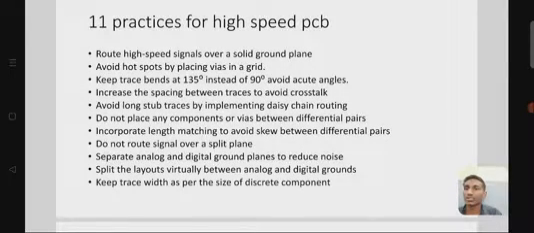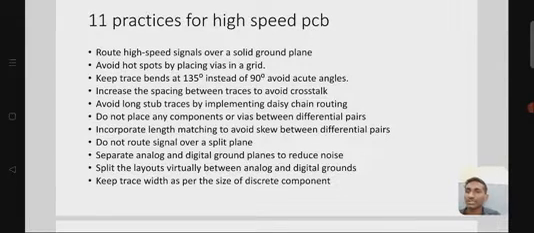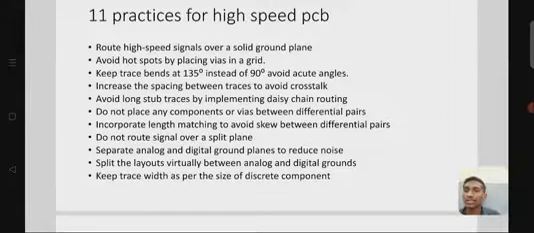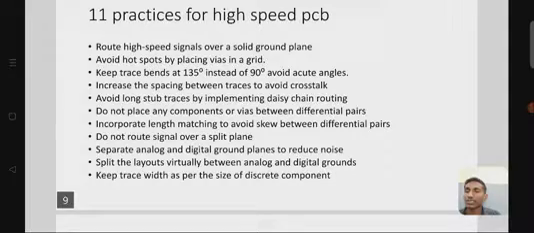Here you can see the 11 practices for high speed PCB: route high speed signals over a solid ground plane, avoid odd spots by placing wires in a grid, keep trace bends at 135 degrees instead of 90, avoid acute angles, increase the spacing between traces to avoid crosstalk, avoid long stub traces by implementing daisy chain routing. Do not place any components between differential pairs. Incorporate length matching to avoid skew between differential pairs. Do not route signals over a split plane, or separate analog and digital ground planes to reduce noise. Split the layouts virtually between analog and digital grounds and keep trace width as per the size of discrete components.